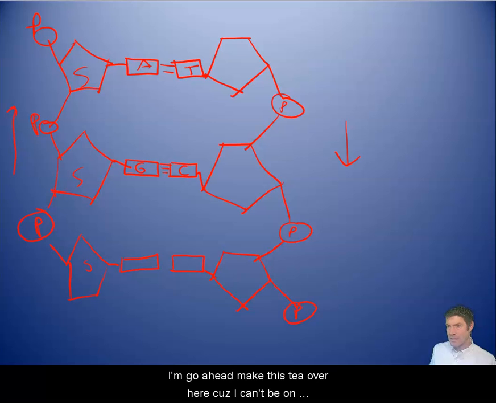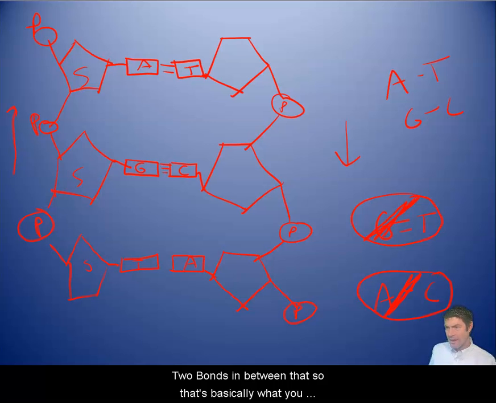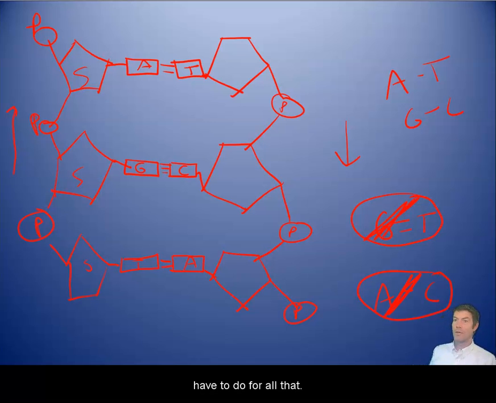I'm going to go ahead and make this a T over here. Remember, they can be on either side, but it always has to be an A. Can't have 2 T's, can't have 2 G's, can't have a G and a T. So G to T, no. A to C, no. Only A to T and G to C, or reversed. So T and A, 2 bonds in between them. So that's basically what you have to do. Draw that.